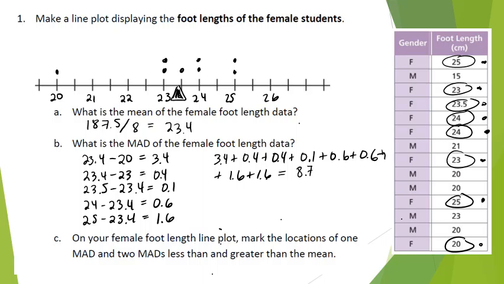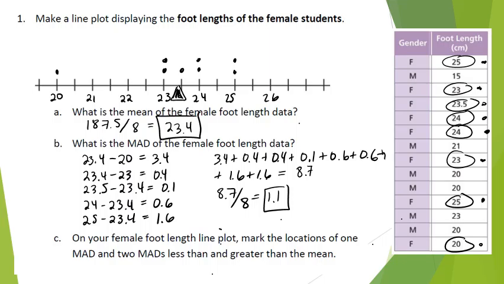And again, I'm going to divide by the number of data values, so I have a total of 8 values. So 8 7/10 divided by 8 would give me about 1 1/10. It's 1.0875. I'm going to say that's about 1 1/10. So that's going to be my MAD. So here's my MAD, here's my mean.